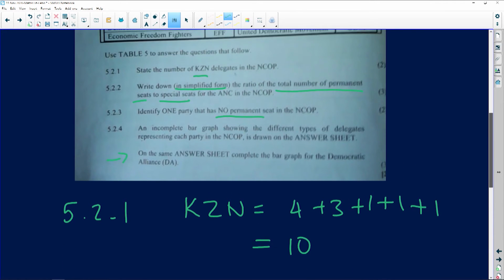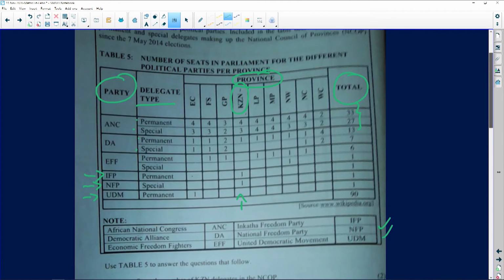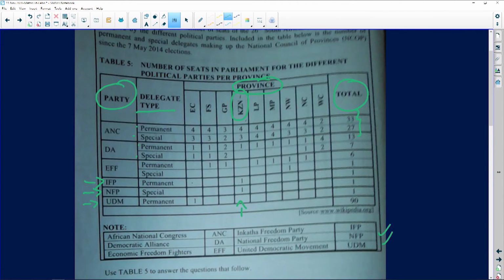So what I'm going to do is draw a bar graph for the Democratic Alliance, but I am not going to be answering on that particular answer sheet. I'm doing it like this because I want you guys to see what a bar graph looks like. Whenever we are asked for graphs, guys, make sure you know the different types of graphs that you have done throughout the year. Bar graph, histogram. There's a big difference between a bar graph and a histogram, and learners always confuse the two. A bar graph has spaces in between the bars. A histogram has no spaces, so the bars would touch each other.